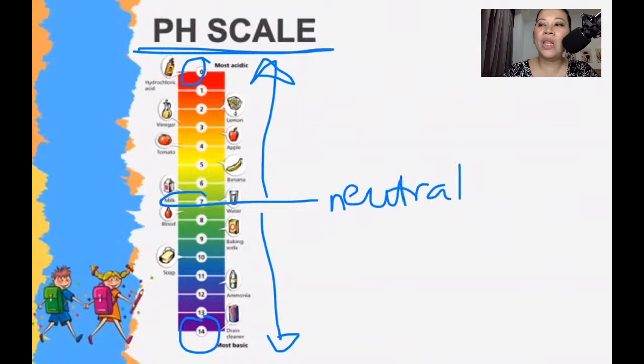If a solution has a pH of 7, that means it's neutral. If a solution has a pH of 4, that means it's acidic. If a solution has a pH of 10 or 11, then it will be basic. So any pH value below 7 is acidic, and any pH value above 7 is basic. However, 7 is neutral.